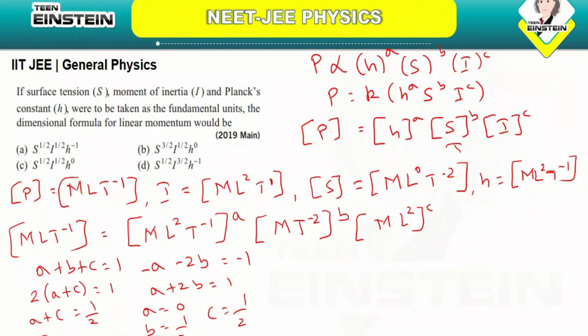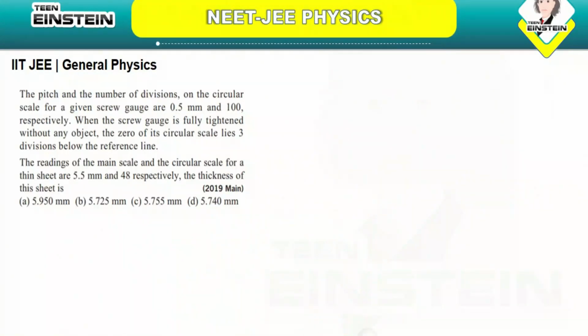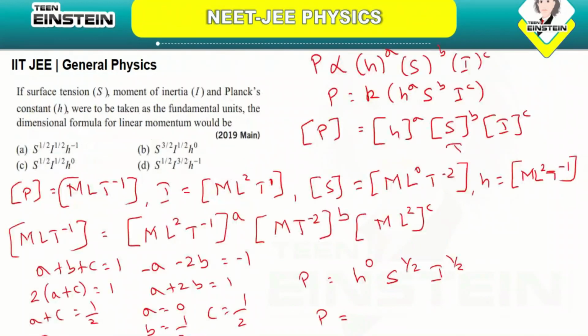So automatically if you substitute for momentum, P will be equal to h power 0, s power half, and I power half. Or the momentum is s power half and I power half. So the correct answer is option number C, where s power half, I power half and h power 0.